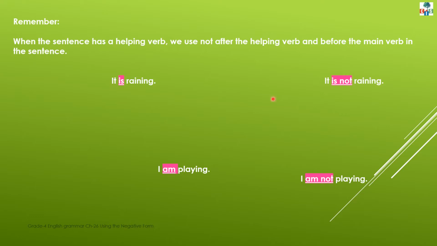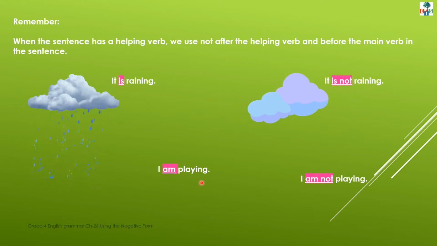Now look at this example. It is raining. In this sentence, what is the helping verb? Yes, is. And after this helping verb, a main verb is given: raining. When I change it into a negative sentence, I will put not after the helping verb. See here. It is not raining. So, when you change a positive sentence into a negative, you will put not after the helping verb and before the main verb.